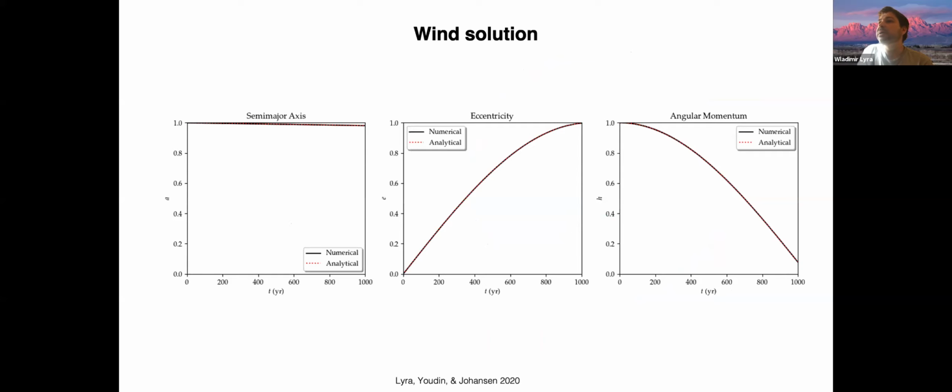So we calculated here the semi-major axis, eccentricity, and angular momentum evolution with the wind. We found here the analytical solution for these, and the numerical matches it very well. What you see is that the semi-major axis decays at a slow rate, but the eccentricity shoots to 1 very rapidly, within a time here of 1,000 years.